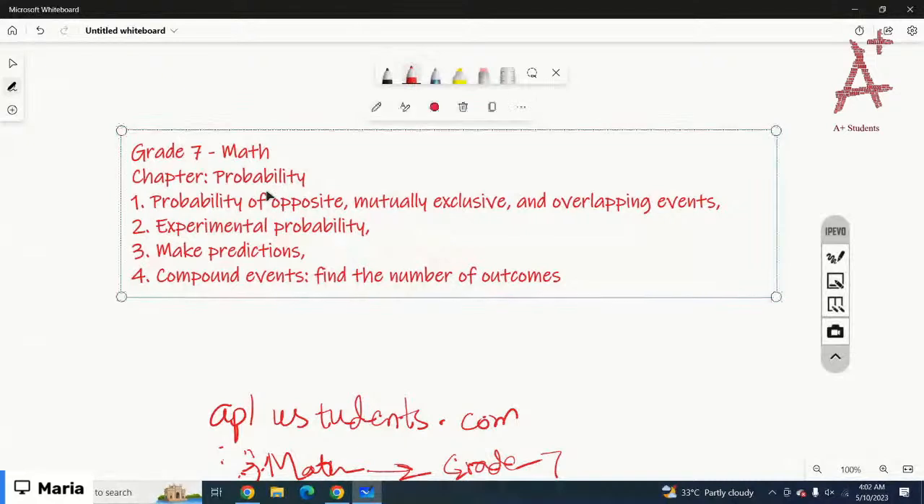We're going to start with the chapter probability, and the lessons we're going to cover today are probability of opposite, mutually exclusive and overlapping events, experimental probability, make predictions, and compound events, find the number of outcomes. So let's just start with the first lesson.